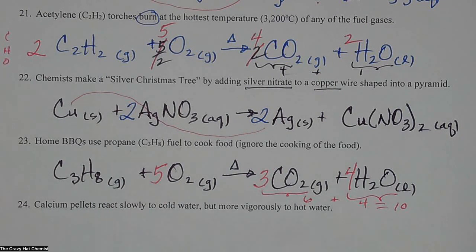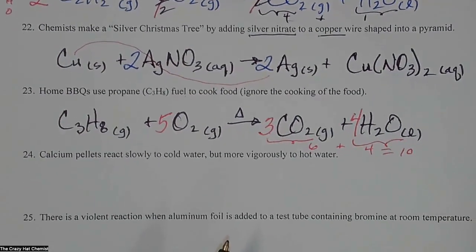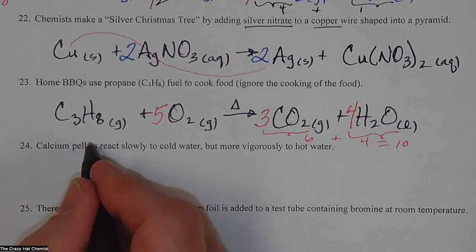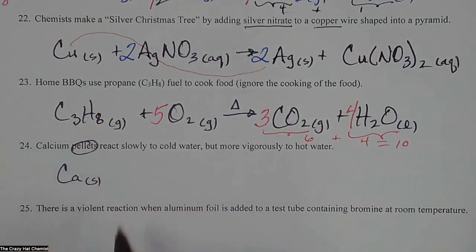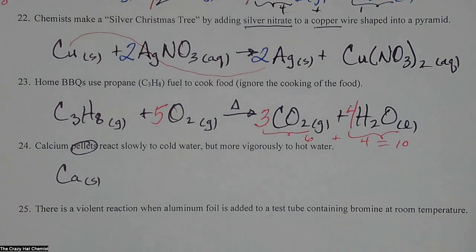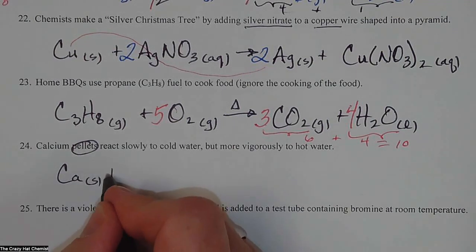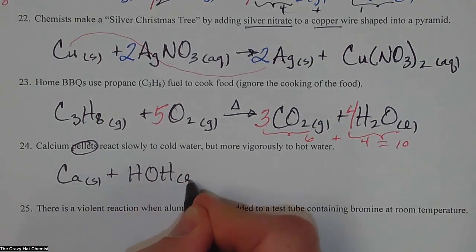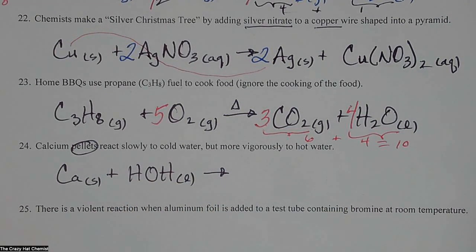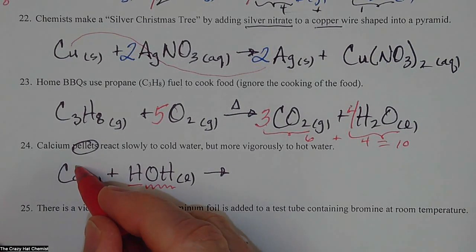All right. The next one is going to be number 24. Going to move this up here. All right, cool. Calcium pellets. That lets us know that calcium is a solid. React slowly to cold water, but more vigorously to hot water. So, I don't know if you remember problem number 11, but you're going to go look at problem number 11 first. And then this problem is very similar to problem number 11, just a slight deviation. So, we're going to write water as HOH. It's a liquid. This is a single displacement reaction. Why am I writing water as HOH? That way, I can clearly see the cation and the anion, of which I have underlined the cation and squiggled the hydroxide anion. Calcium is a metal that forms cations.